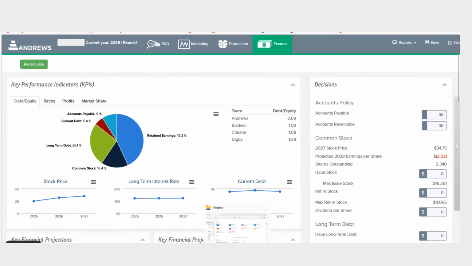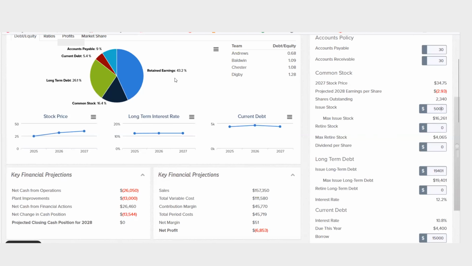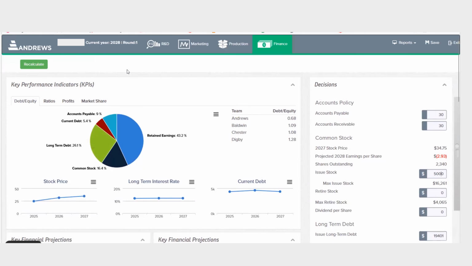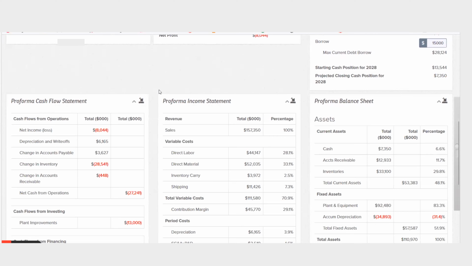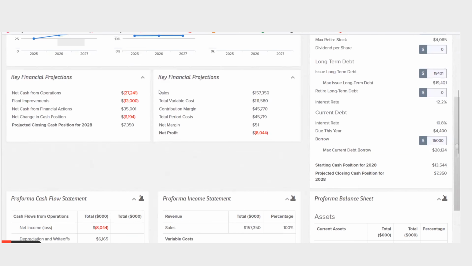Now we can go to finance. So in finance, we are issuing stock of about 5,000, and also we are issuing long-term debt of about 1941, which is the maximum we can in this round. So the goal is to make sure that at least we do not need emergency loan. And to make sure that that happens, that means our closing cash position for 2028 need to be a significant positive number.